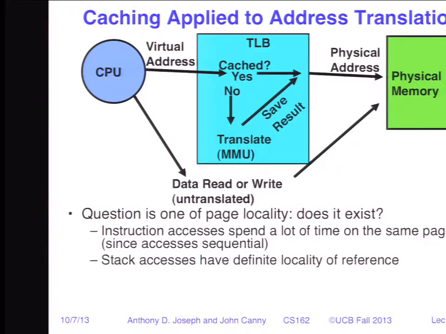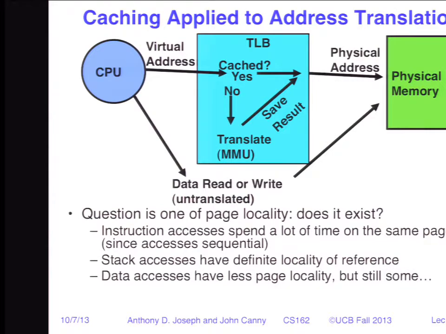The stack has a lot of locality of reference, because you're operating in the same local stack frame repeatedly. Say you have an array or something that's stored in that; it'll be on the same page. And then to a lesser degree, data accesses. Accesses to the heap are going to have some locality, like if I'm walking through the characters in a string. But depending on how I walk through, say, the elements of an array, my stride through that array may cross page boundaries or may remain within the same page.